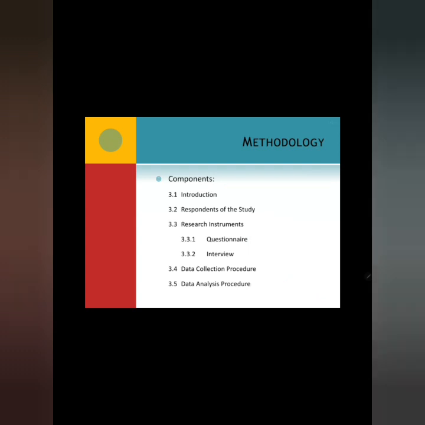Okay. So in the methodology, you have to write in past tense. Why? Because the process is already done. It's already over. That's why you must write the methodology part in past tense. Okay? Clear? Now let's move on. Next page.